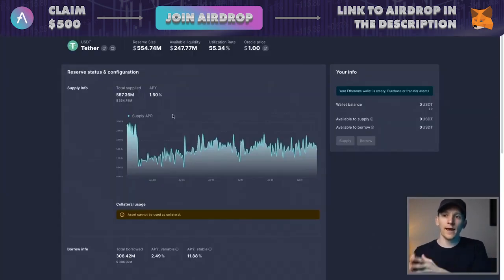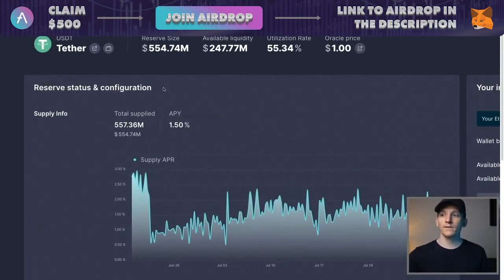You can come down to any single asset. We've got a US dollar Tether right here, and you can see the available liquidity, 250 million, but the utilization rate is actually quite low. 55% of the collateral is being borrowed right now. This is typically very low. So what this tells me is that crypto's in a risk-off environment right now. Not many people want to borrow dollars to go and speculate on other projects.